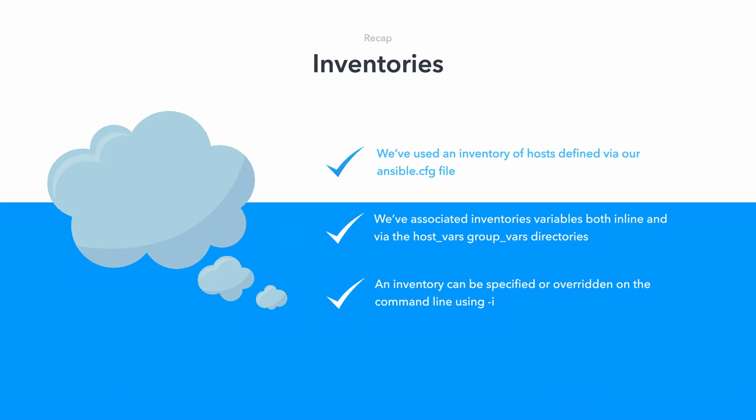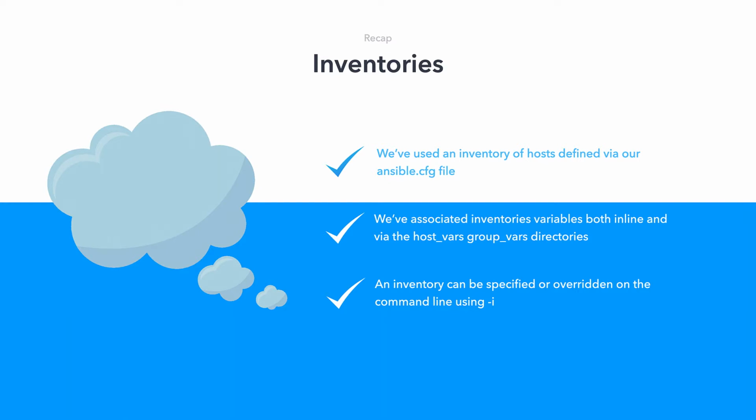Up until now, we've been using an inventory of hosts defined in our Ansible configuration. We've seen that we can associate inventories with both inline groups and host vars, i.e. those defined in the same inventory, and group and host vars defined in their respective host_vars and group_vars directories. We've seen that when using Ansible, we can use the -i option to specify the inventory file. If, however, that file is executable, Ansible will use this file as a dynamic inventory where it will execute the file and use the returned content as the inventory.